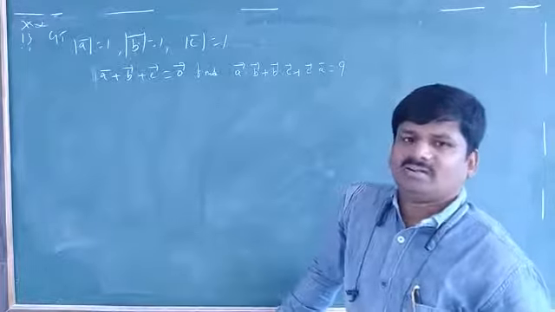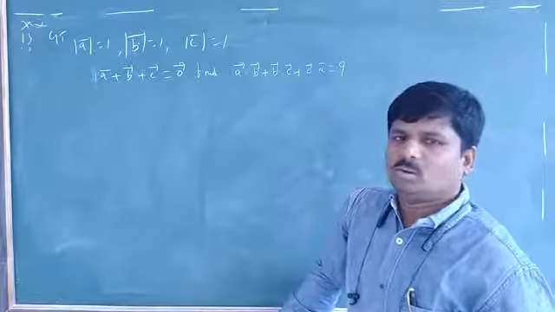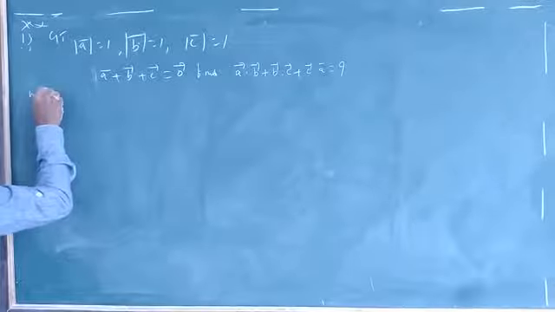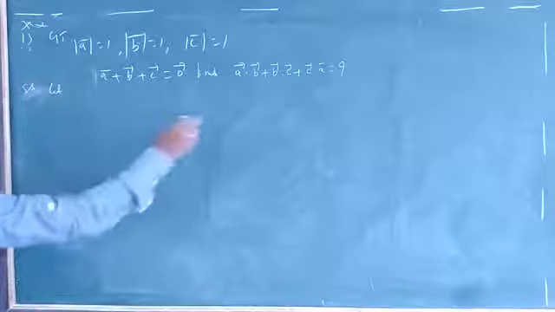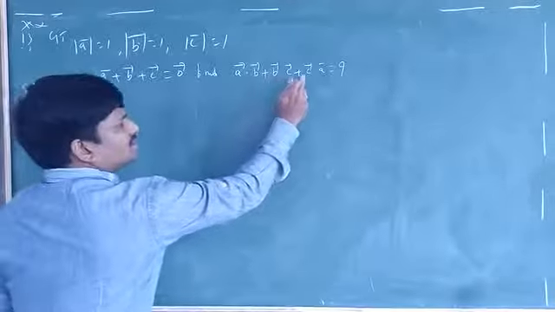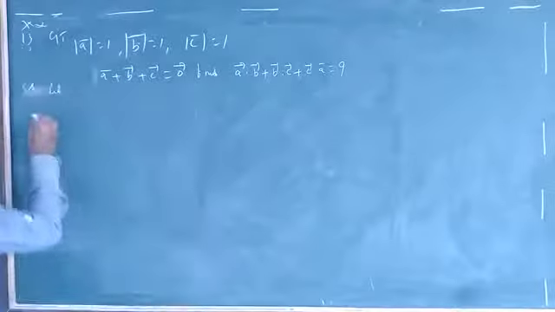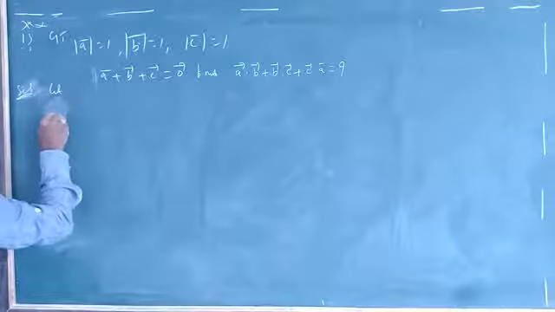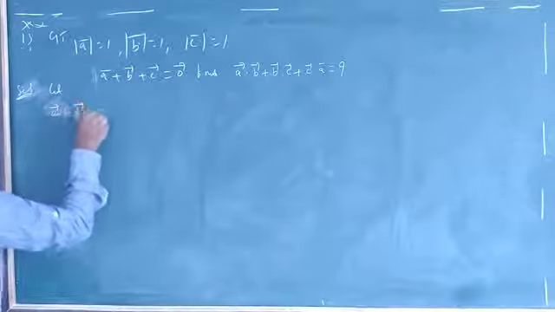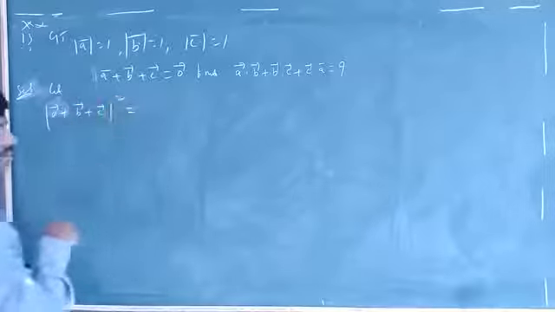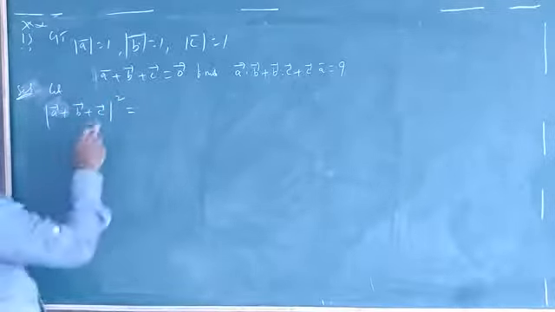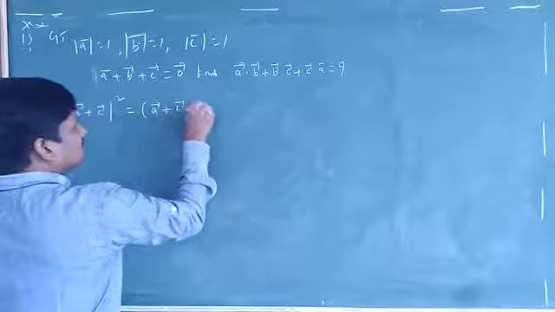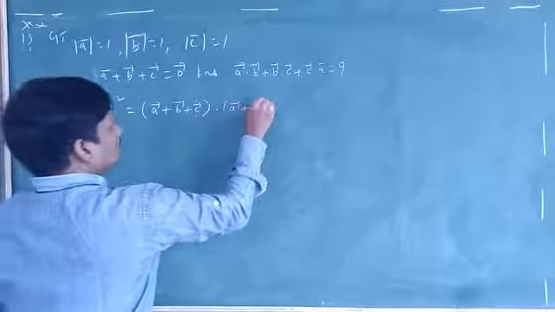So how can you find this value? Let a bar dot b bar, b bar dot c bar, c bar dot a bar we have to find. Solution: what I am taking is a bar plus b bar plus c bar. Then the modulus of this square is equal to a bar plus b bar plus c bar dot a bar plus b bar plus c bar.